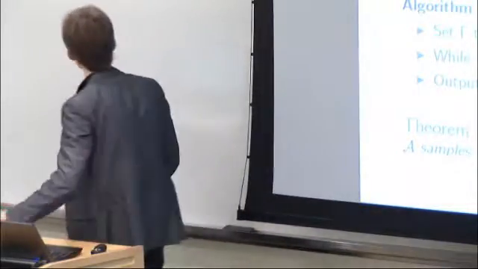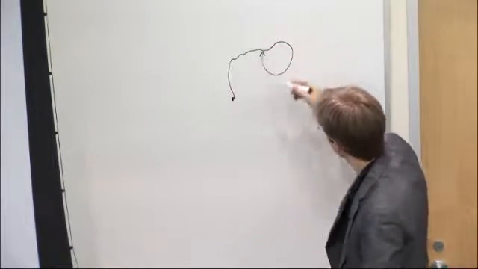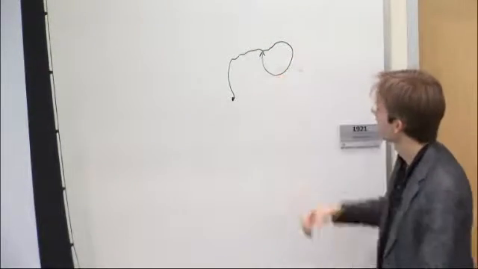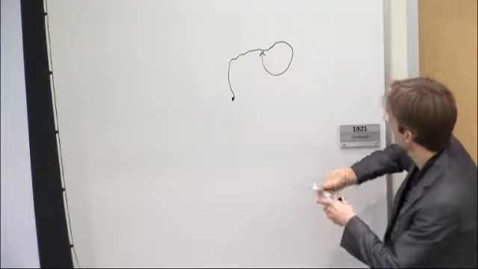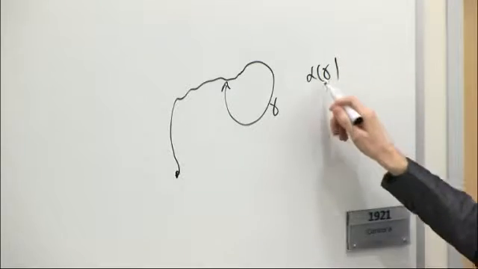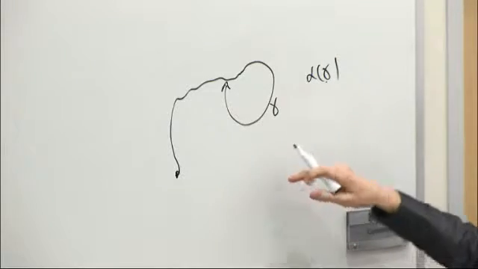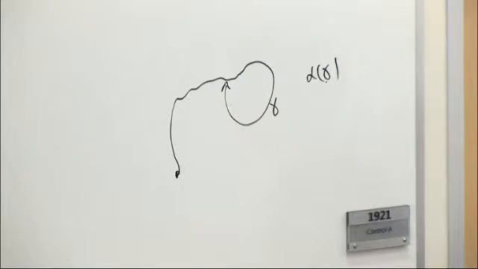So you pick some random vertex, you do the walk, you make some loop, and you keep this loop with probability alpha of gamma. This is the loop gamma, and you flip a coin with bias alpha of gamma. Now suppose the outcome was that you keep it, so this is your first step of the algorithm.